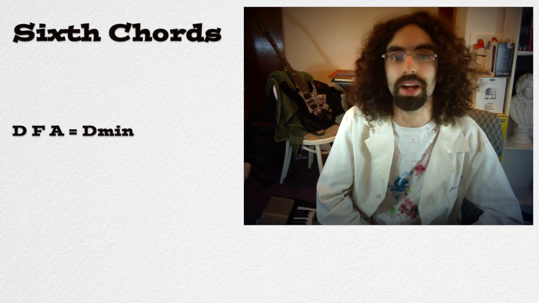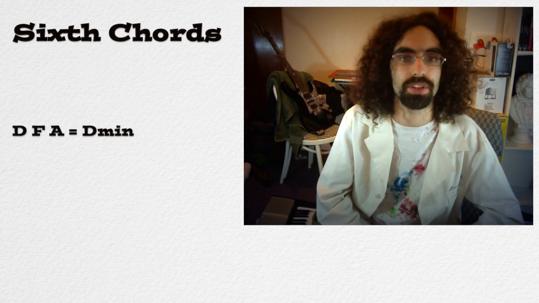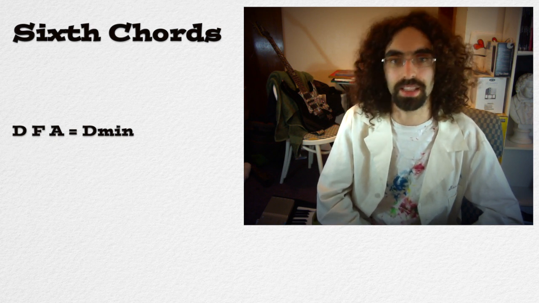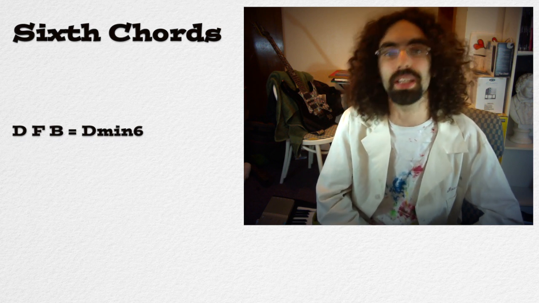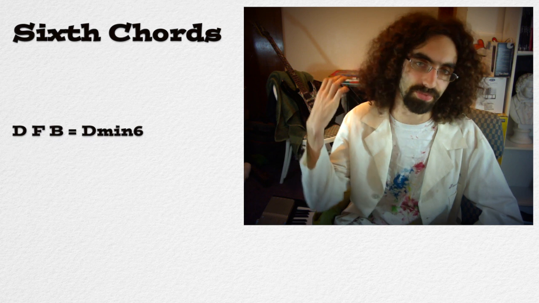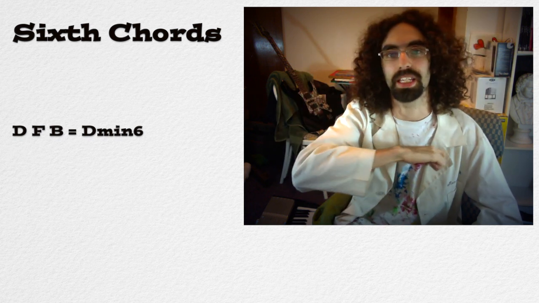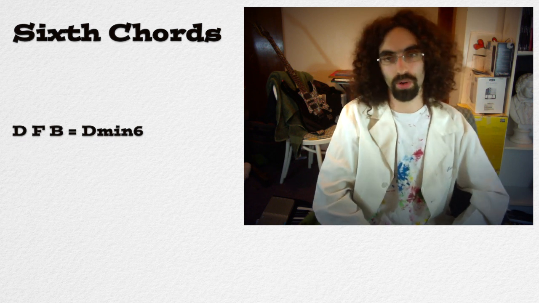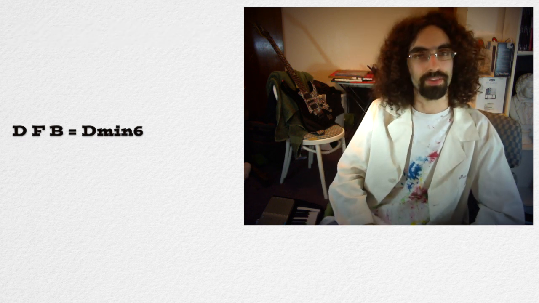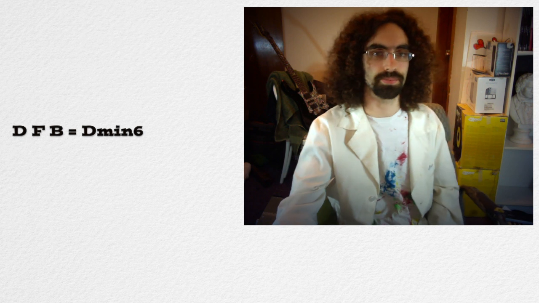For your D minor triad, you should have started with D, F, A and then swapped the A with B. So A is the 5th and then B is the 6th, so you take the 5th out, put B in, and then you get D, F, B, which is the D minor 6th chord. So D, F, B, D minor 6.